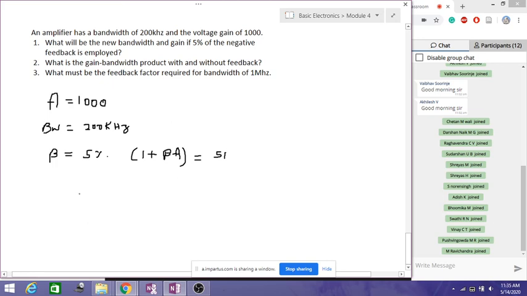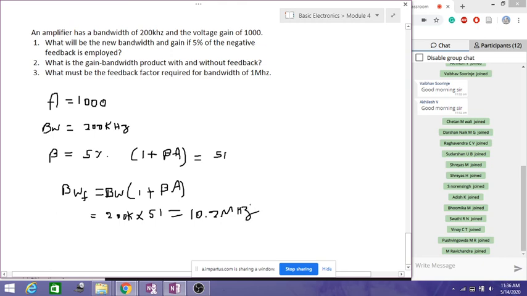So the bandwidth equation for this is very simple. The bandwidth with feedback is given by the bandwidth multiplied by 1 plus the overall feedback factor, so it is 1 plus beta into A. This is nothing but 200 kilohertz into 51, which will give the bandwidth of 10.2 megahertz. This is what we will get here.